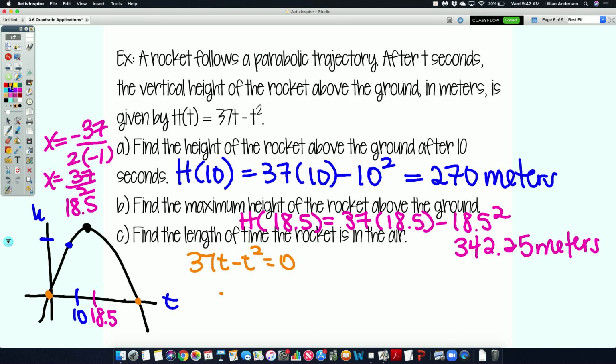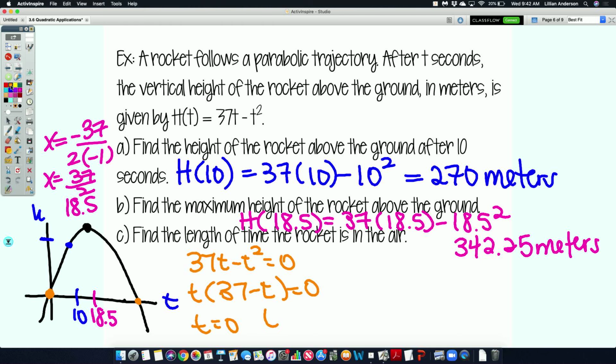Something that both terms have in common? They have a t in common, so I can factor out the t. When I factor out t, what am I left with? 37 minus t. And so you know that t equals 0. That meant that it had to cross at the origin, 0, 0.